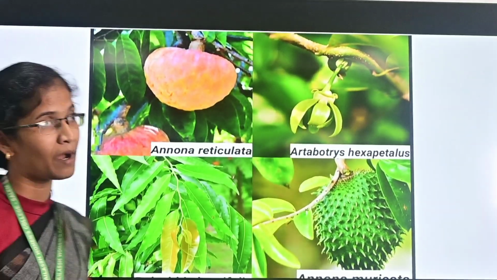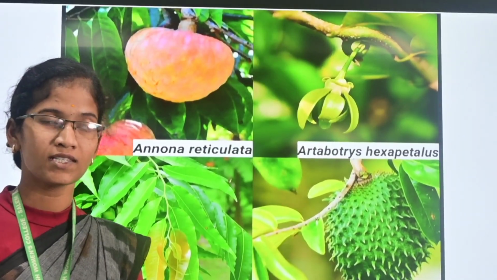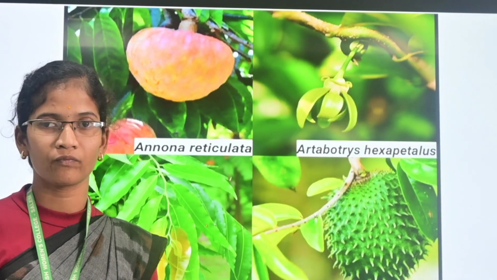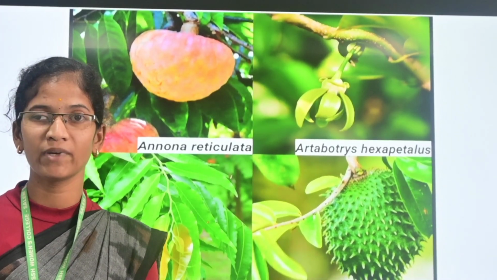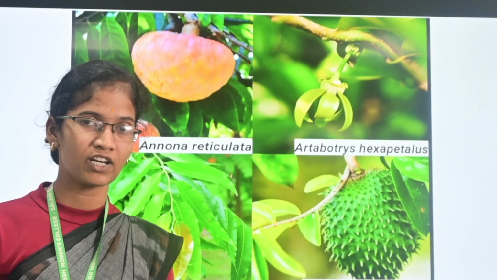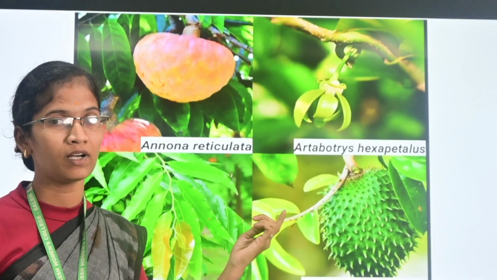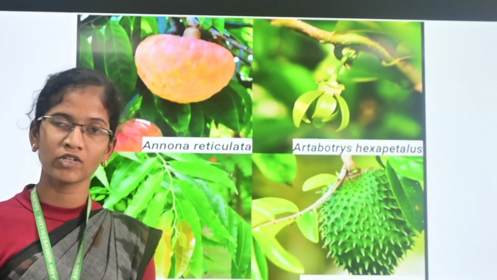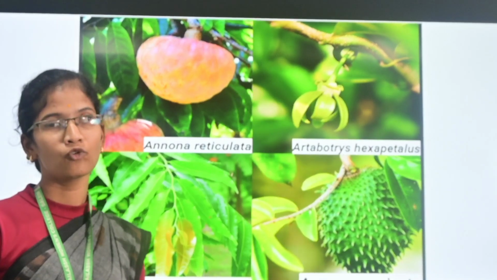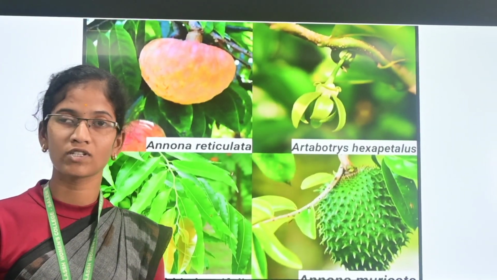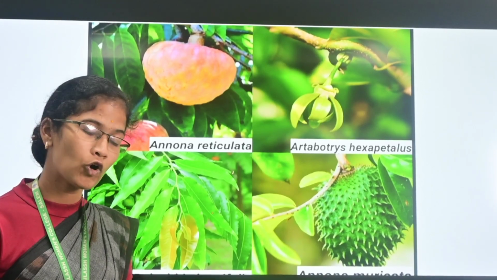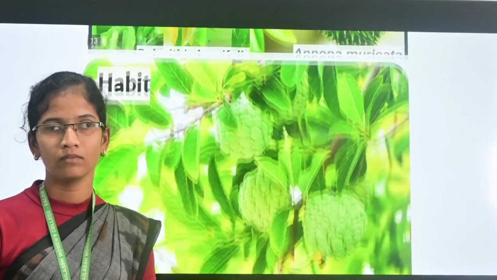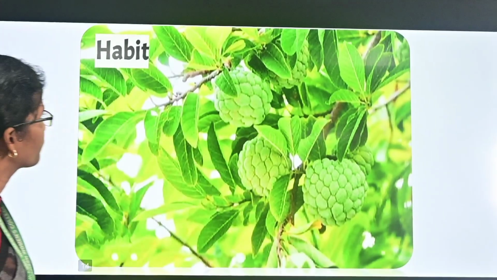So Annonaceae family, how will you distinguish? Some characters are the same. The Annonaceae family may be shrub or tree, mostly tree. For example, I have given Annona squamosa. So Annona squamosa is a tree, and roots are taproot system, which includes it in the dicot family. Next, flowers are tetramerous or trimerous.